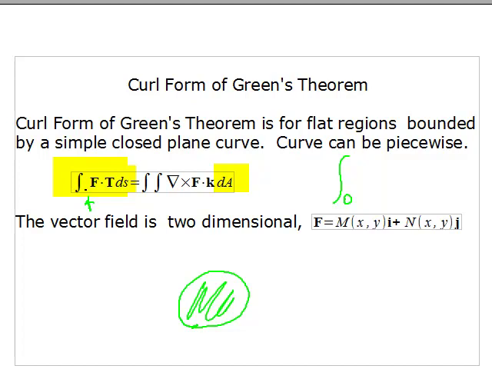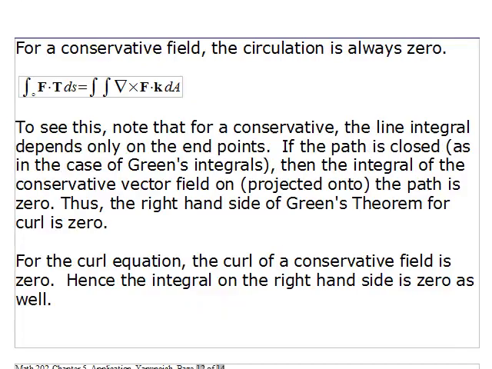Okay, now if we're going to use a curl form, we take the vector field, we take the curl of it. Remember, curl is going to be a vector out of the plane, dot it with k. Okay, up here, here's your k, you're going to dot that, and take that, integrate that over the area. This dot product is going to give you a scalar.